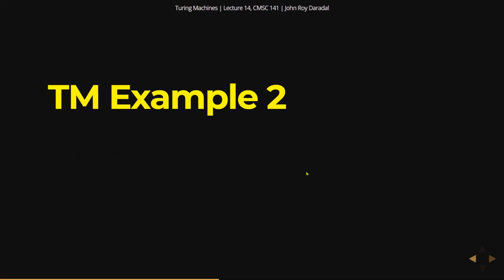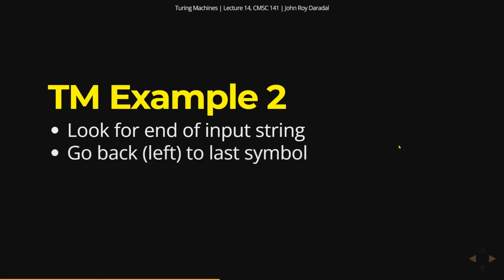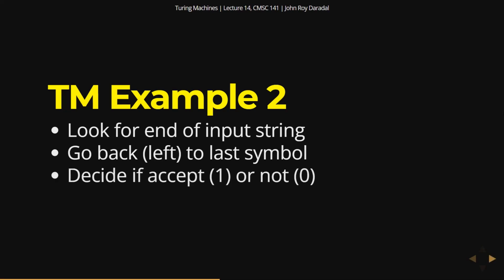Okay, so what we'll do is look for the end of the input string. We'll just pass through the zeros and ones, ignore them, and look for the end of the input string. Once you reach the end of the input string, you go back to the left and check the last symbol, and that's when you decide. If it's 1, then you accept it. If it's not, then you reject it. Okay, so simple as that.